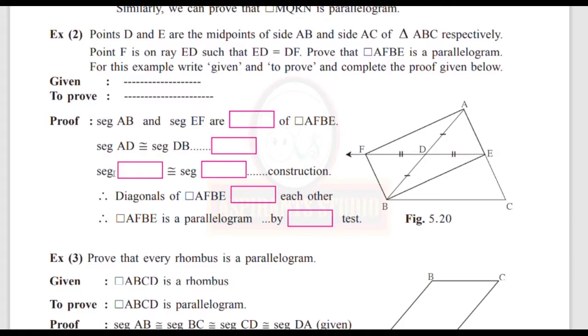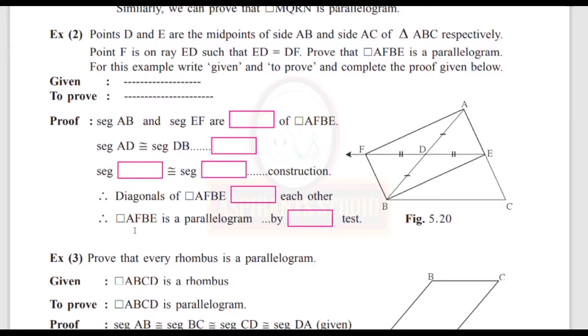Now come to the third box. Segment DE is congruent to, in the fourth box you will get segment DF. Segment DE is congruent to segment DF because of what is given, right? Given, not construction. Cut off construction and write given. Therefore, diagonals of quadrilateral AFBE bisect each other. In this box you will be writing bisect.